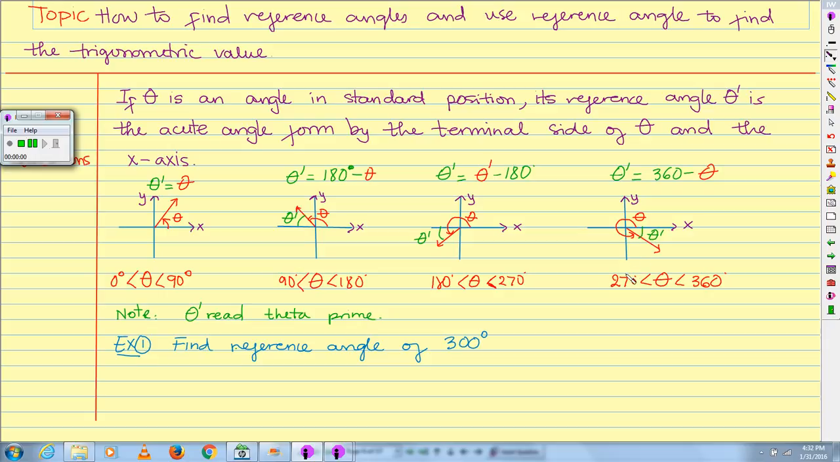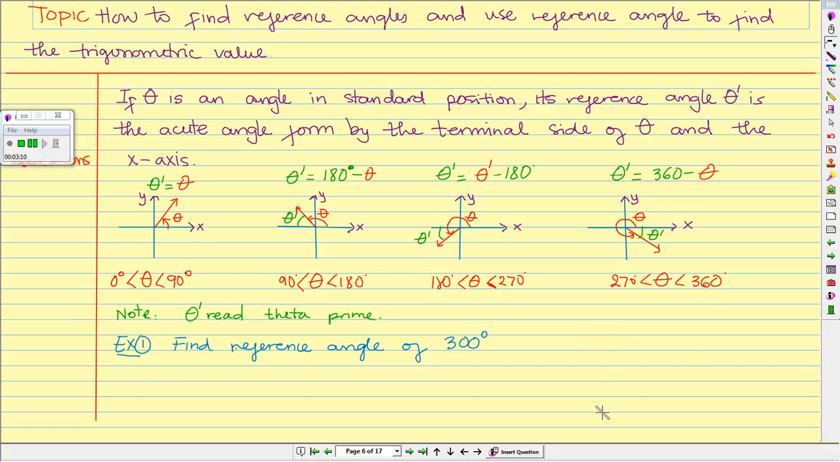Now let's begin with this example. We want to find the reference angle of 300 degrees. I can see that it belongs to case number 4, because 300 degrees is greater than 270 degrees but less than 360 degrees. So first, let's get a picture. I'm going to sketch the angle theta, and it is 300 degrees.